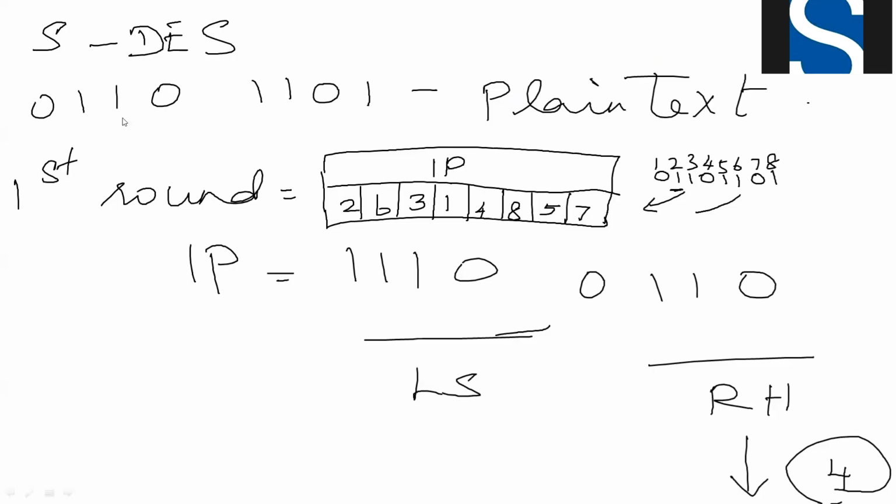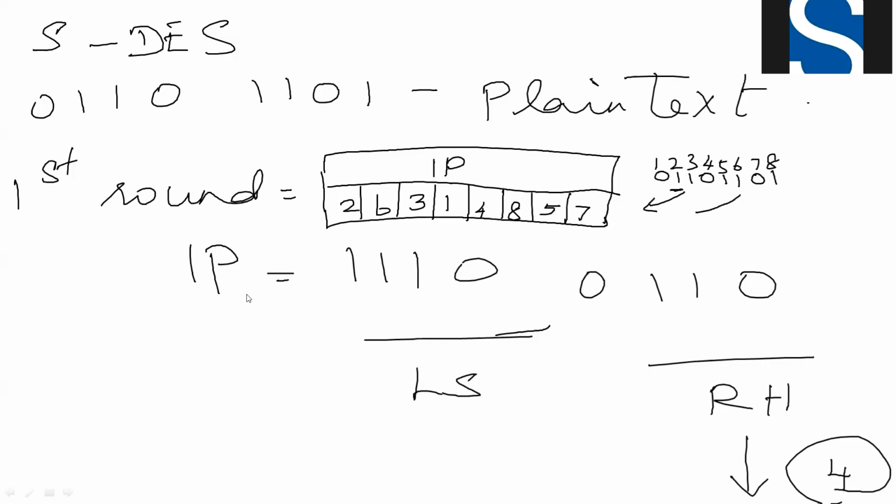So S-DES, for example, I have taken from the problem. The plain text is 01101101. So in the first round, what we have to do is pass it to the IP table. For this plain text, you have to do the numbering like 1, 2, 3, 4, etc.